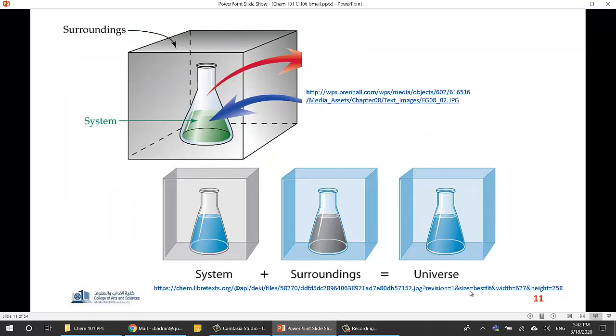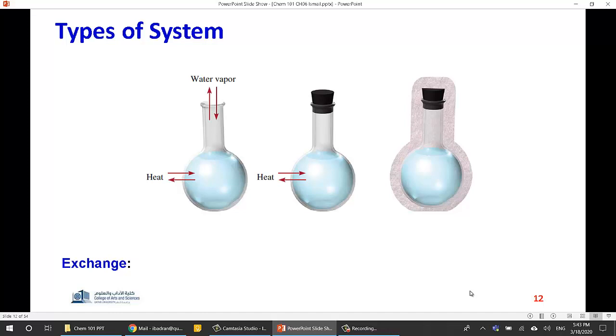In this slide here, we are showing a flask filled with some substance. Inside the flask, we can define our system. The surroundings will be the air and anything in the area outside the flask. The container itself can be part of the surroundings. So here we define that the system plus surroundings is equal to the universe. So the universe is composed of a system and surroundings. There are actually three types of systems that we deal with in thermodynamics. The first one is called an open system.